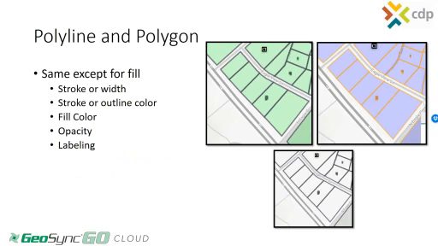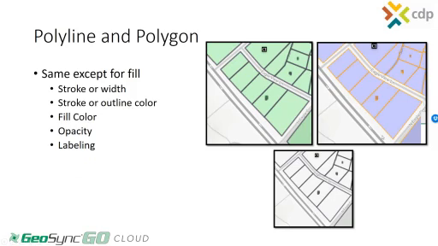But the things that we can modify on a polyline and a polygon include the stroke, and stroke means width. Those two terms are synonymous. You can change the width of the outline or the line itself. You can also change the stroke or outline color. You can modify the fill color. You can change the opacity, the level of transparency and how visible the fill is. You can also change the opacity of the stroke or the outline also. And then you can set up some options for labeling.